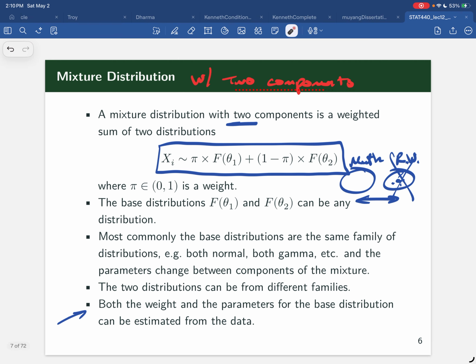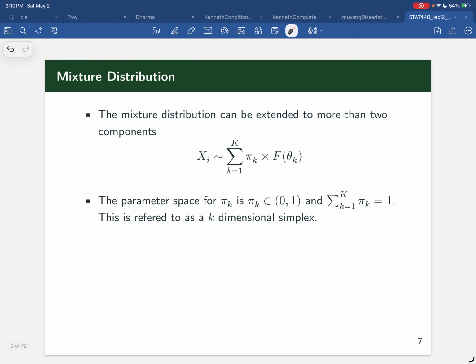That'll be in the next video. Okay, there's nothing magic about having two distributions. Here is a mixture of k mixture components. What is required is that all of the pi's sum to 1, so the set of points where the pi's sum to 1 is called the k-dimensional simplex.